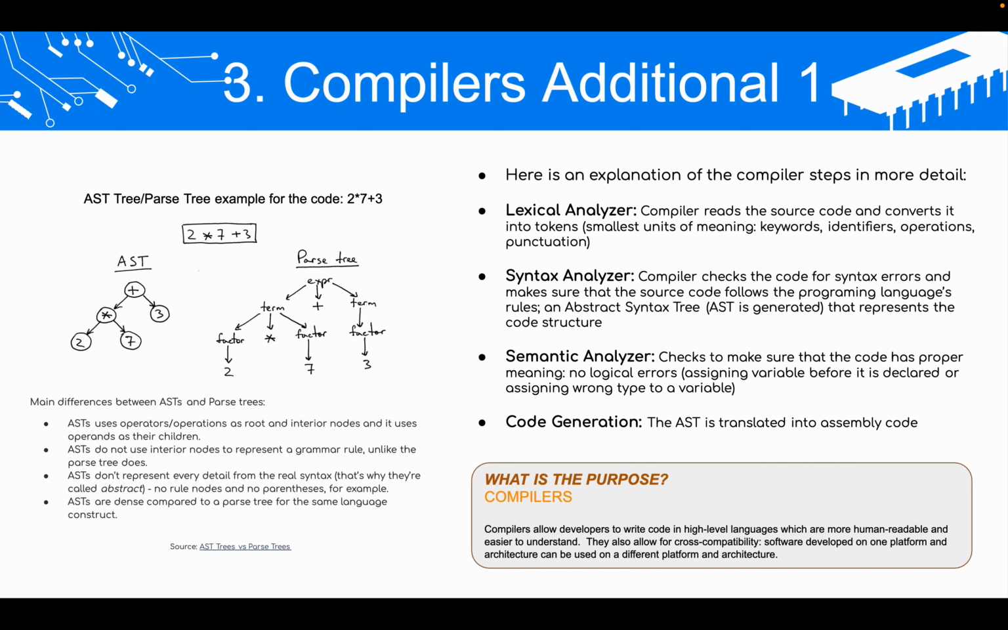Then the semantic analyzer checks to make sure that the code has a proper meaning and no logical errors, such as using variables before they are declared or assigning the wrong type to a variable. And then last, after all of this, the code generation pass is performed, where the AST is translated into assembly code. And just as a review, compilers allow developers to write code in high-level languages, which are more human-readable and easier to understand. They also allow for cross-compatibility, where software developed on one platform and architecture can be used on a different platform and architecture.